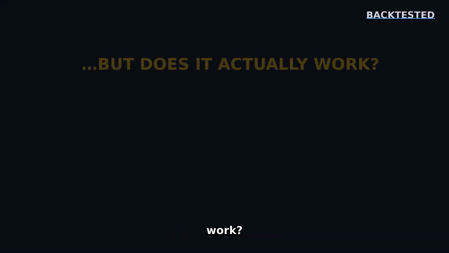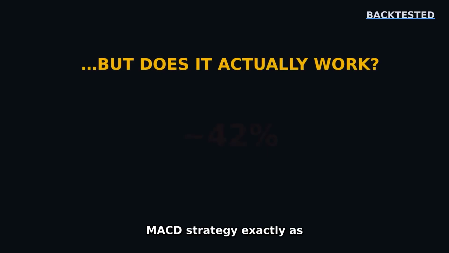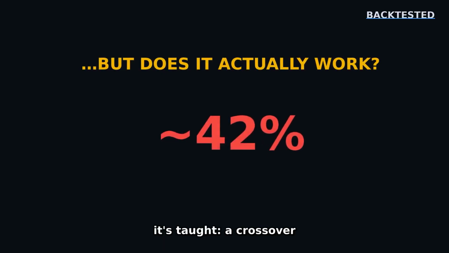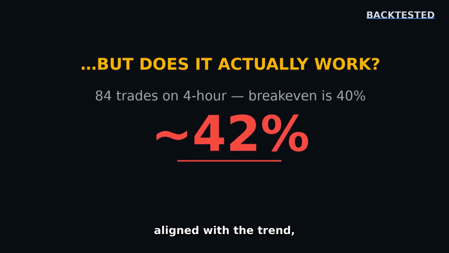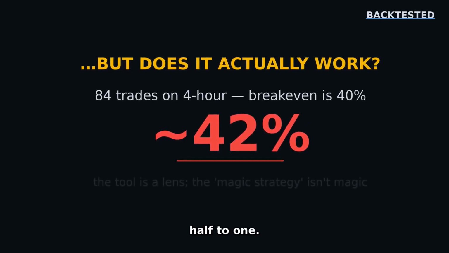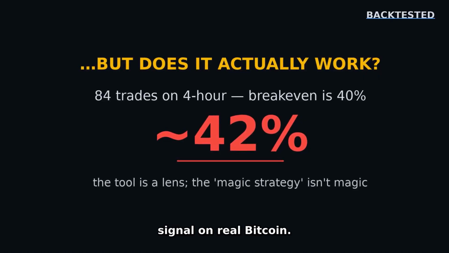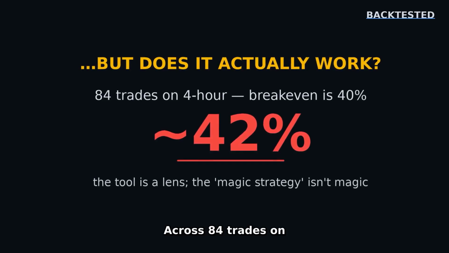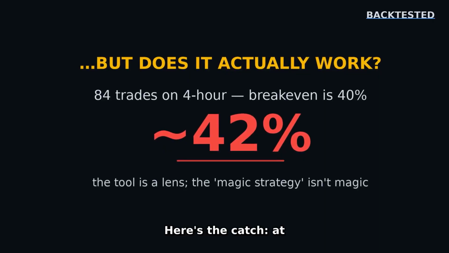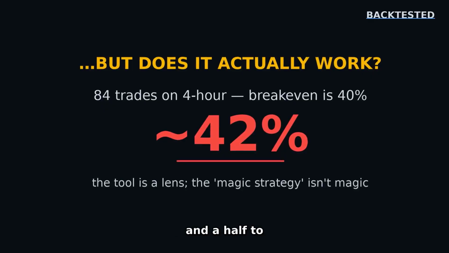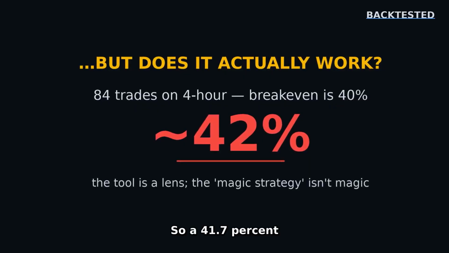So does it actually work? We coded the popular MACD strategy exactly as it's taught, a crossover below the zero line, filtered by the 200-period EMA to keep us aligned with the trend, targeting 1.5 to 1. Then we ran every signal on real Bitcoin. Across 84 trades on the 4-hour chart, it won about 41.7% of the time. Here's the catch. At a reward to risk of 1.5 to 1, break-even sits at 40%. So a 41.7% win rate lands right on the edge, just past break-even, compounding to roughly flat over the whole test.